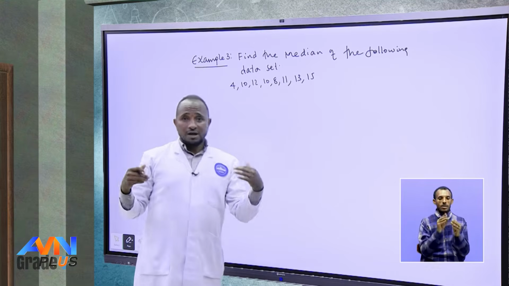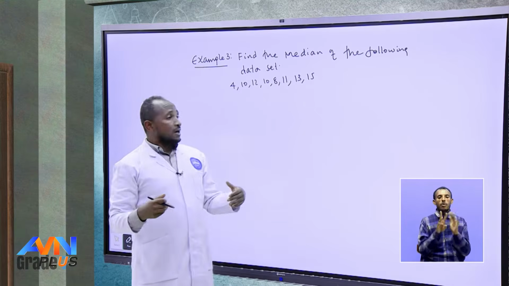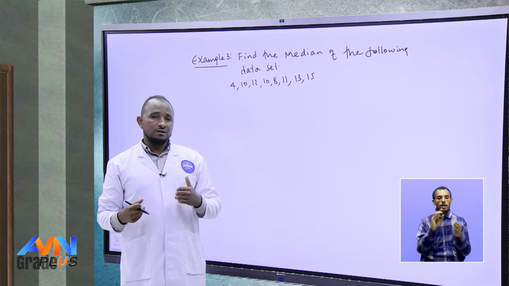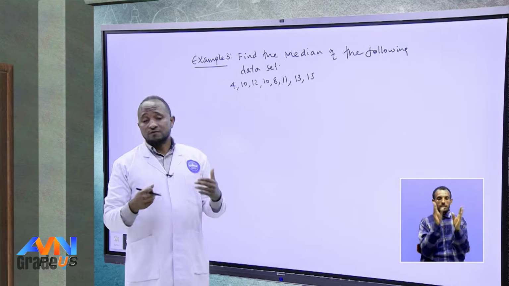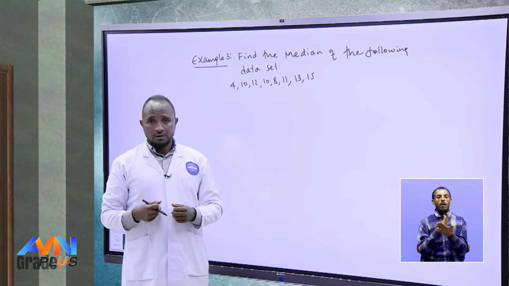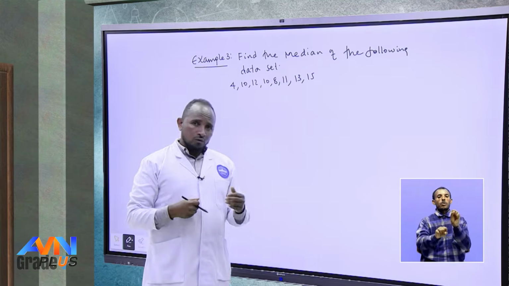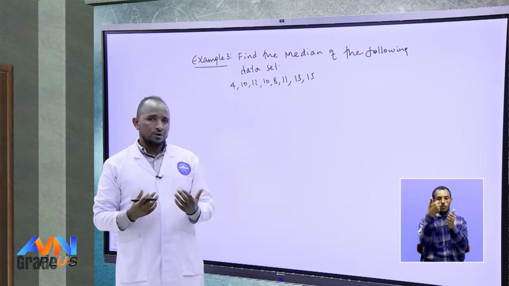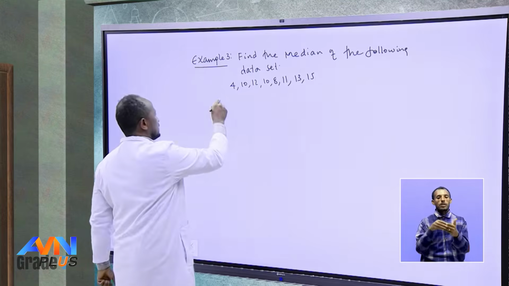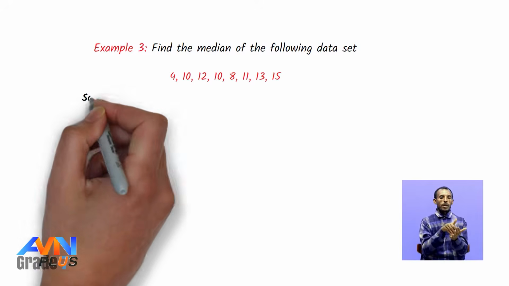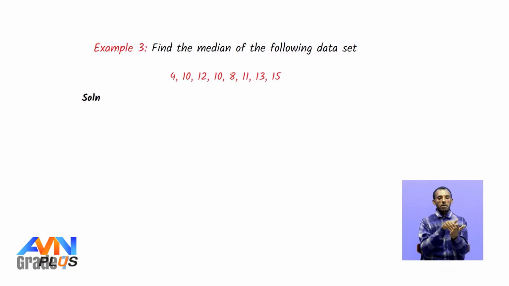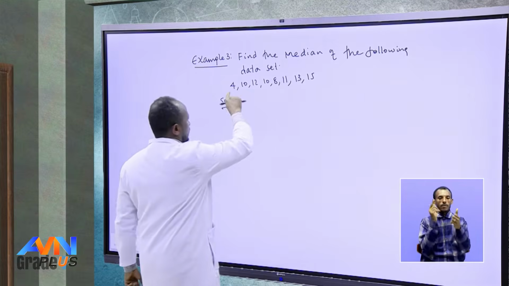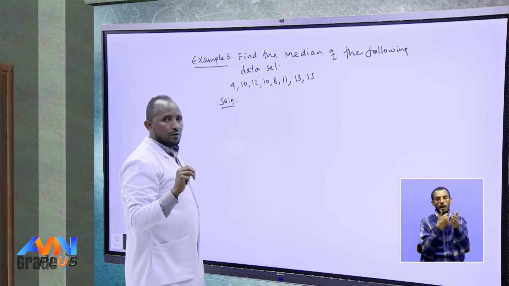In previous examples, we have seen the median for an odd number of data sets. Here the number of data is even. So, to find the median, we'll follow the same procedure. Look, to find the median, your first step is to arrange the given dataset in ascending order.